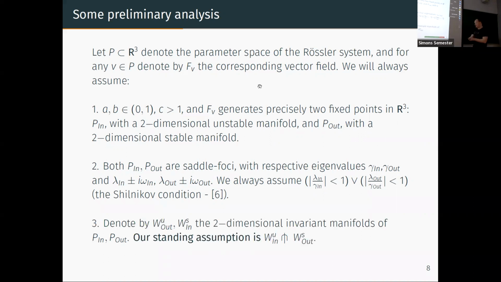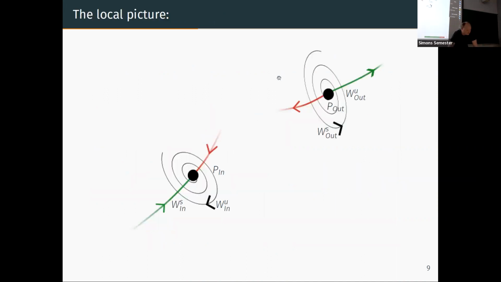One third assumption, which we'll always assume, is that the two-dimensional invariant manifolds of both fixed points always intersect transversely. Here we have a local image of the dynamics you should always have in mind. We have the inner fixed point with its two-dimensional manifold and its one-dimensional invariant manifolds, and the corresponding outer fixed point with opposing index and the exact opposite.